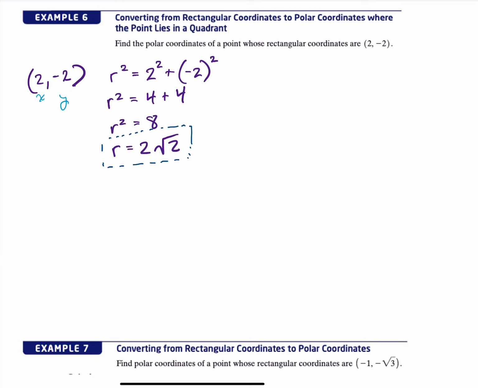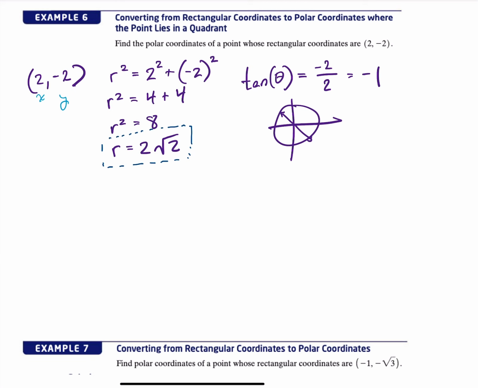Now to find theta, we can say the tangent of theta is y over x, so negative 2 over 2, or negative 1. So the tangent of theta is equal to negative 1. Well, there's two angles where that's true. That would happen either at 3 pi over 4, or also at 7 pi over 4.